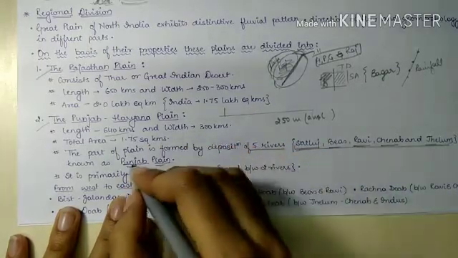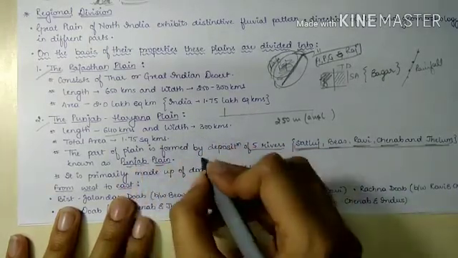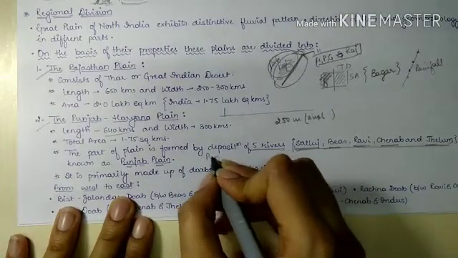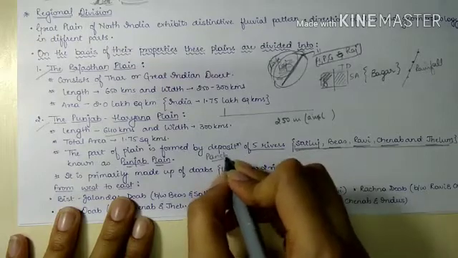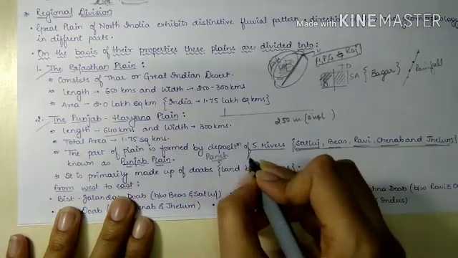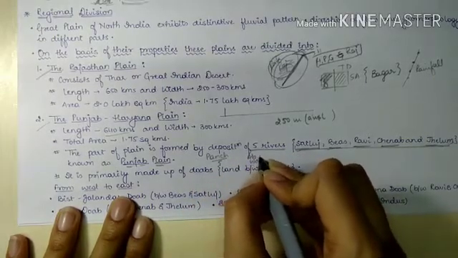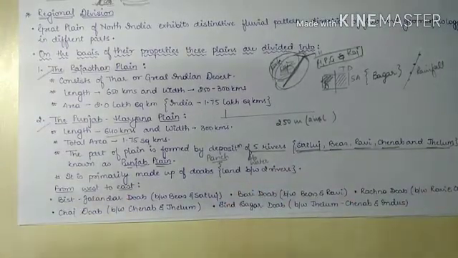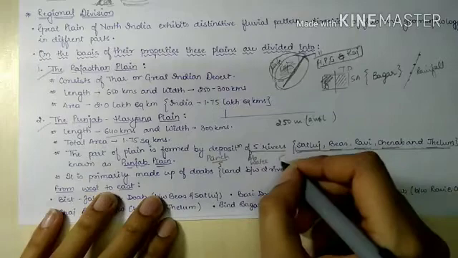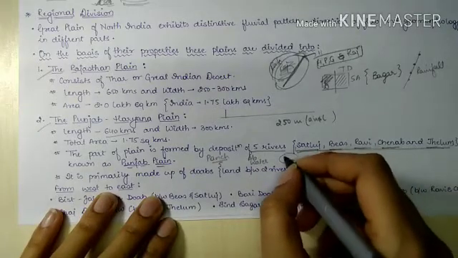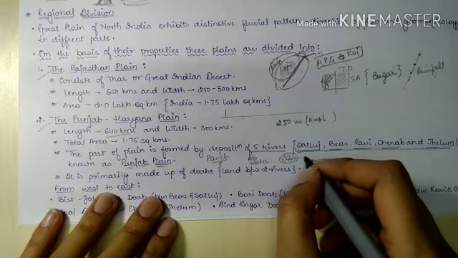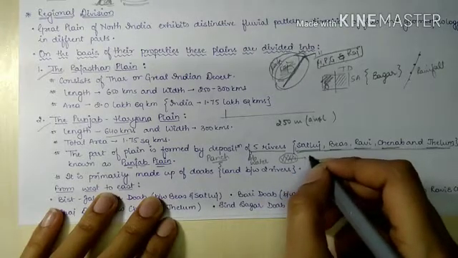And Punjab, if we dissect it, is formed by two words: Punch means 5, and Ab means water. So 5 rivers deposit their alluvium in this plain, because of which this plain is known as Punjab.